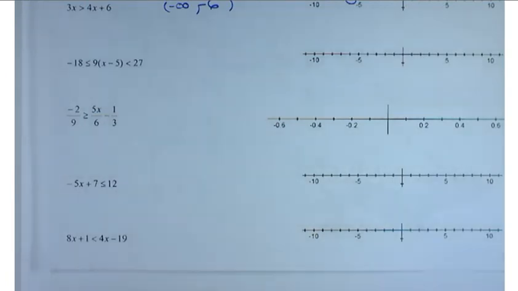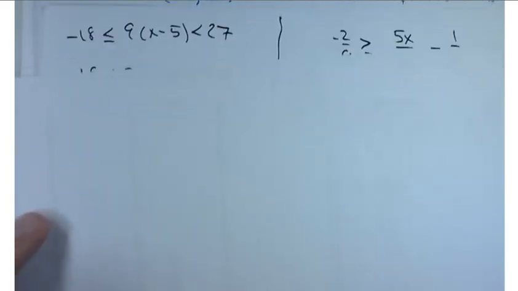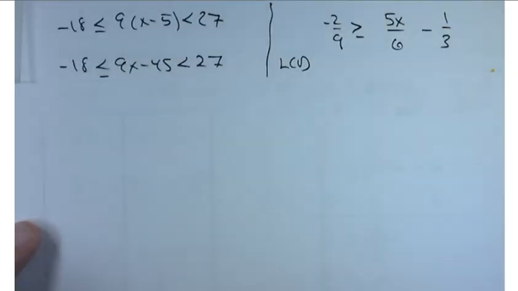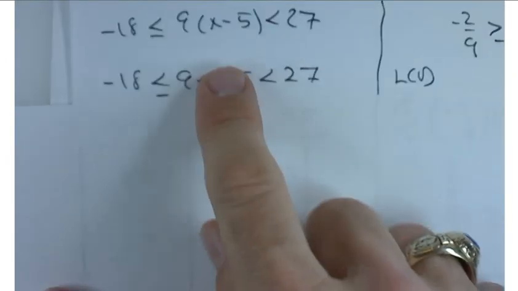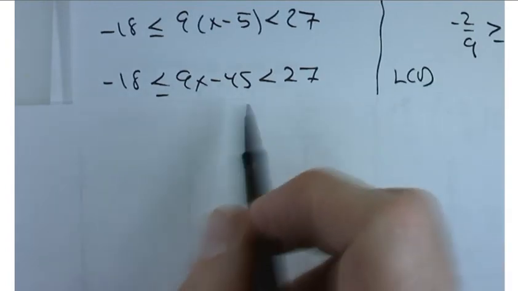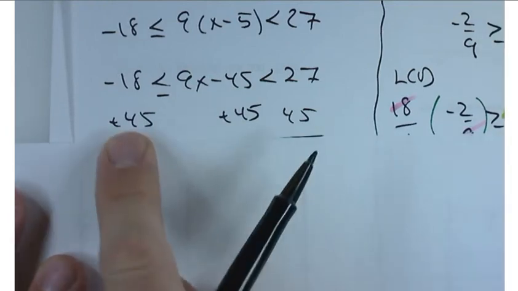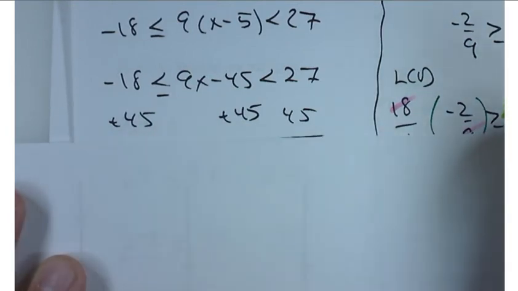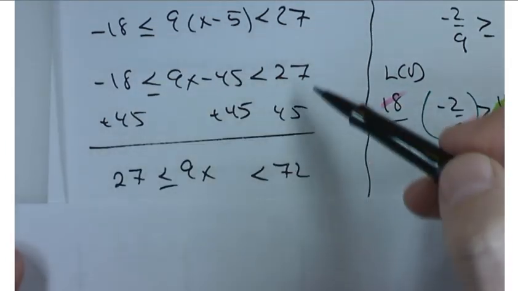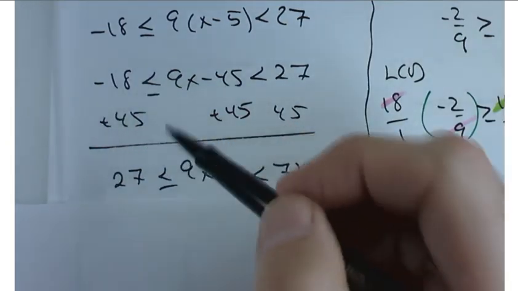We'll start with the first one. I think most of you distributed the 9, and that's fine. If you distribute the 9, you end up with something like this. To get the x by itself, I'm going to add 45 to all three parts of the inequality. So 45 here, 45 here, 45 here. When I do that, I'm going to get some cancellation in the middle. 45 and 27 gives me 72, and negative 18 and 45 gives me 27.